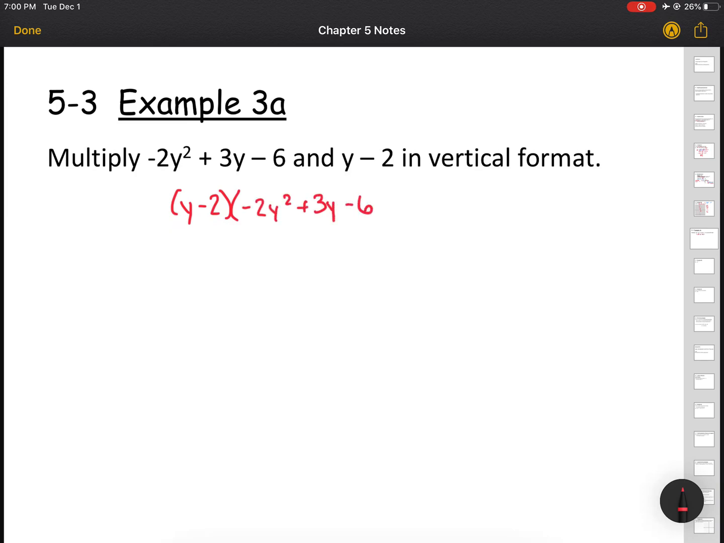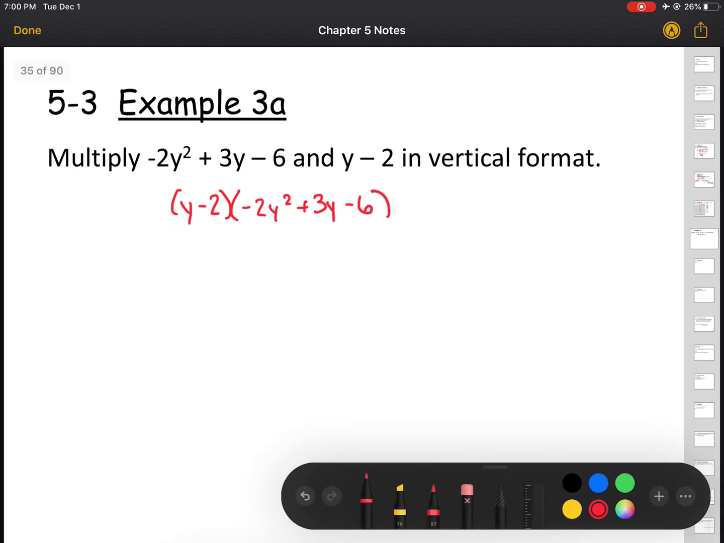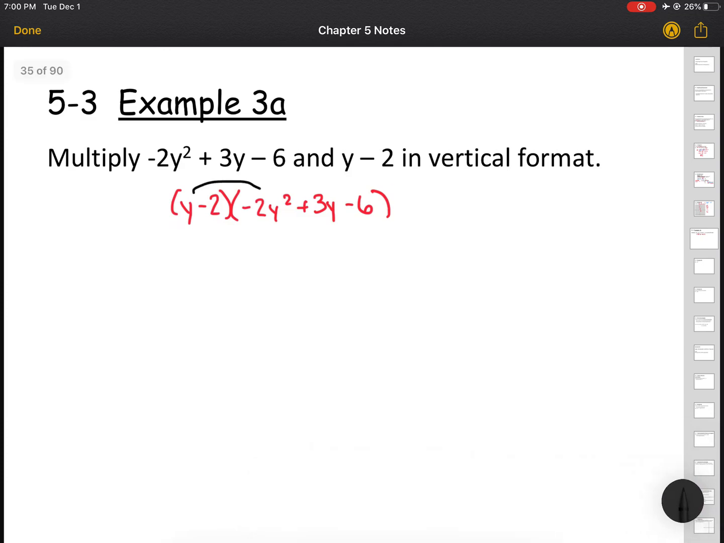And it's kind of like foiling. I'm going to take my first term in my first polynomial and multiply it to everything in my second polynomial. So y times negative 2y squared, well I have a coefficient of 1 in this first y. So 1 times negative 2 is negative 2y to the third power. I picked up one more y. Y times 3y is positive 3y squared. And y times negative 6 is negative 6y.